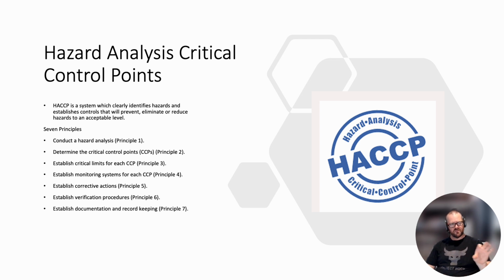Principle 4 is about establishing monitoring systems. Most of the time this is in the form of checklists. So a monitoring system, for that fridge that I just spoke about, might be a temperature check sheet. The temperature check sheet will be dependent on the hazard analysis, but it might be checking the temperature of that fridge twice a day, every day. That's paperwork that then needs to be kept in a certain area.